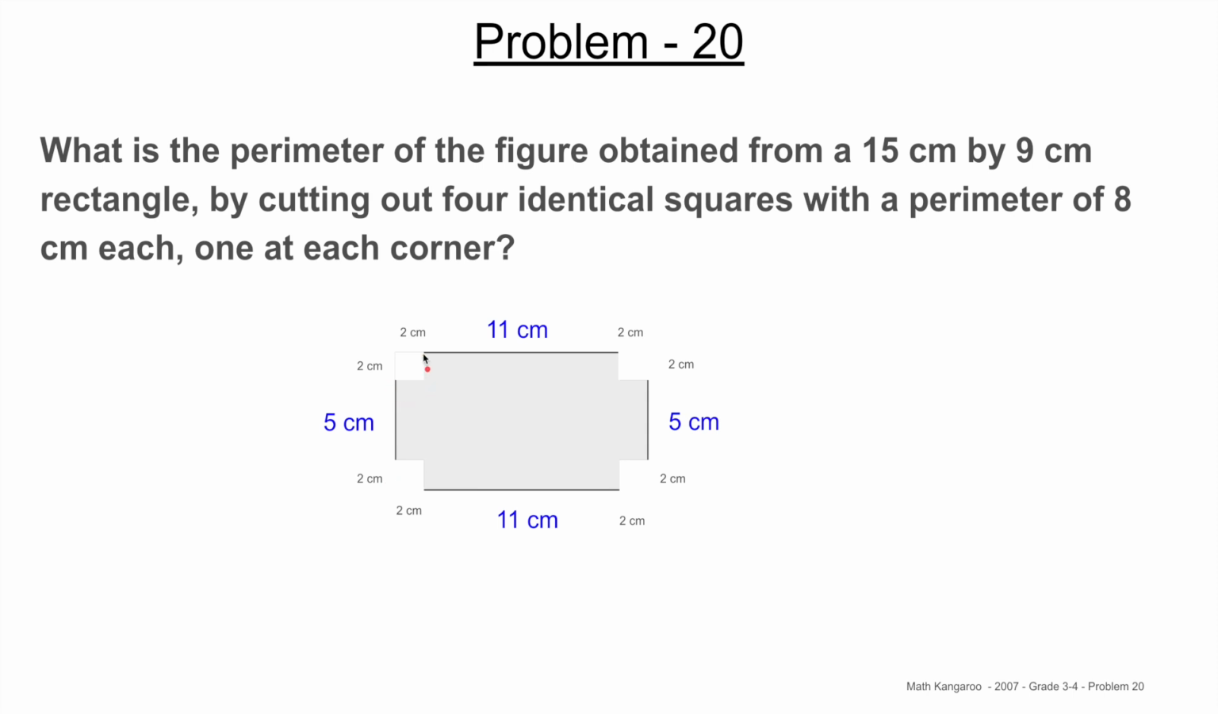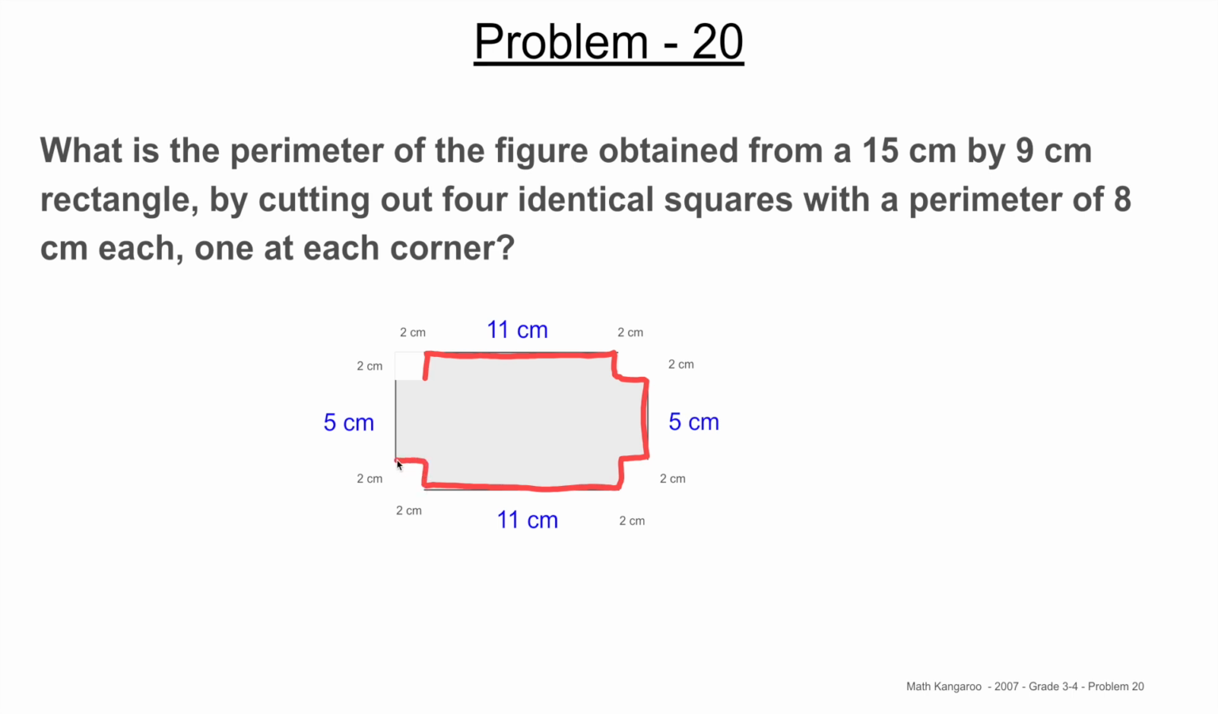Now we have to find the perimeter of the cut piece. So I walk from one end to another and add the distances to find the perimeter of the piece. I start from here. I say 2 plus 11 gives me 13. 13 plus 2 gives me 15. 15 plus 2 gives me 17. 17 plus 5 gives me 22. 22 plus 2 gives me 24. 24 plus 2 gives me 26. 26 plus 11 gives me, yes, 37.